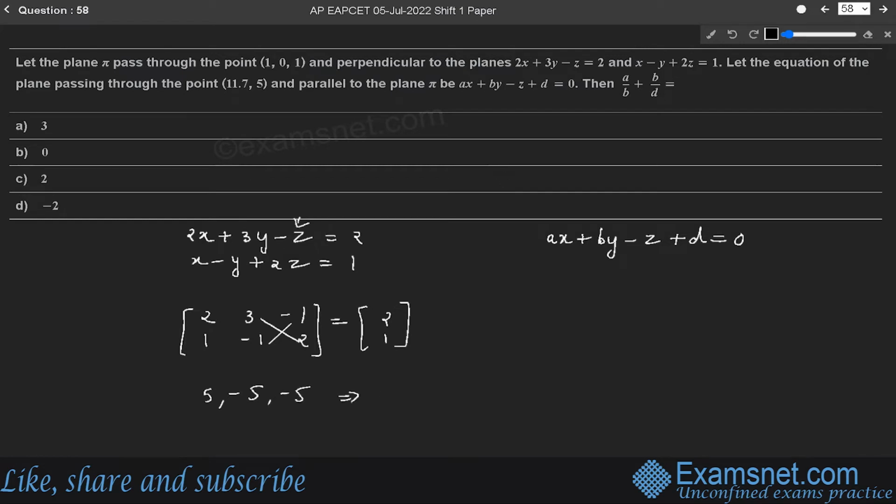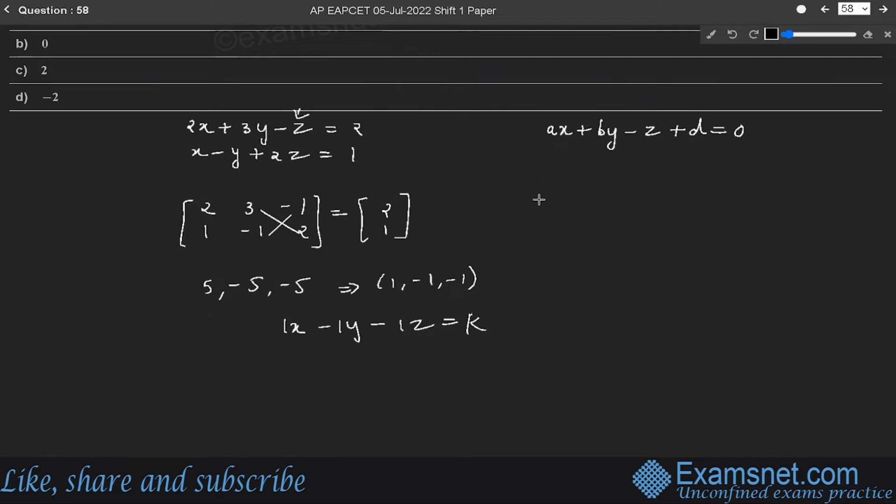Taking 5 common, it will be 1, minus 1 and minus 1. So according to these values, the equation becomes 1x minus 1y minus 1z is equal to k, a variable k. We can take any variable here. So on substituting the values here, it will be 1 minus 0 minus 1 is equal to 0. So this equation is satisfied.